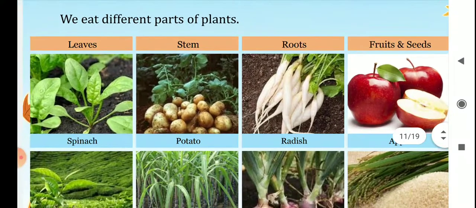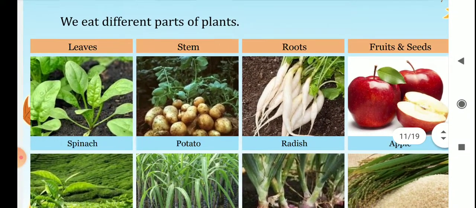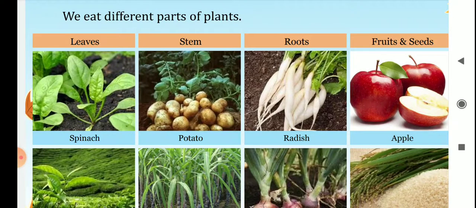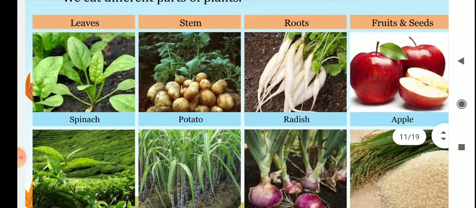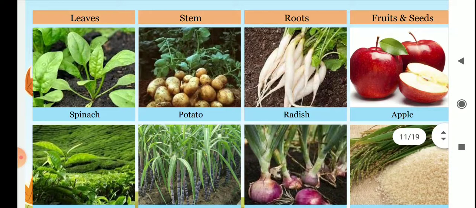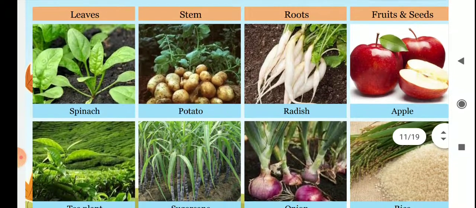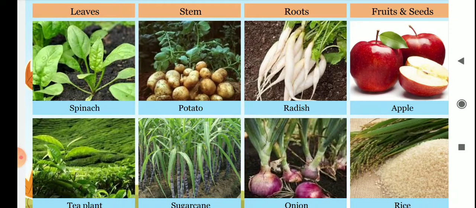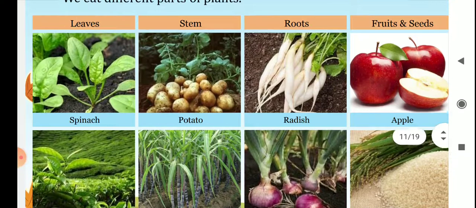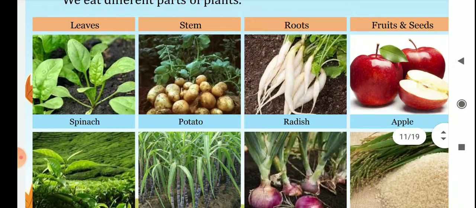You know there are lots of examples, but I just want to show a figure, that is spinach. Its leaves are used as food. Now potato: the stem of the potato is used as food. Roots of radish are used as food. Now the apple, the fruit.